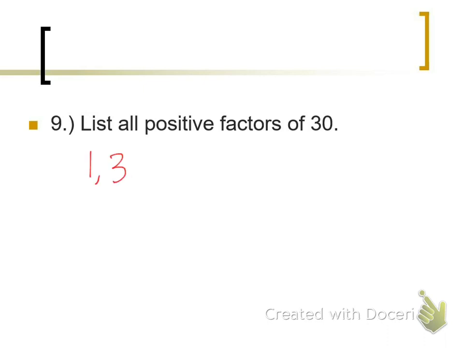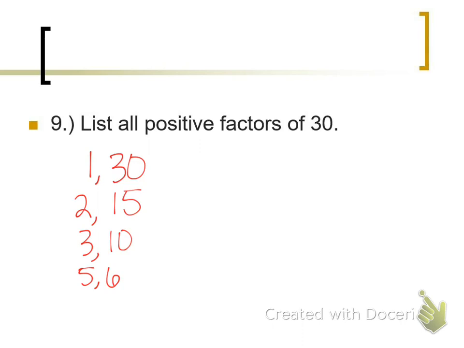Then I would move on to what? 2 and 15. After 2, I should check 3 multiplied by 10. Does 4 belong on the list? What about 5? 5 and 6. Do we need to keep going? No, because then we loop back around. We'd be making the same pairs. Questions on number 9?